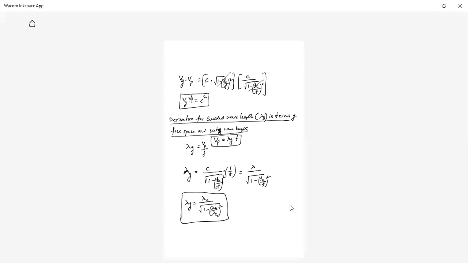Is it clear up to this point? Then we go for impedance measurement. Impedance measurement is very easy.